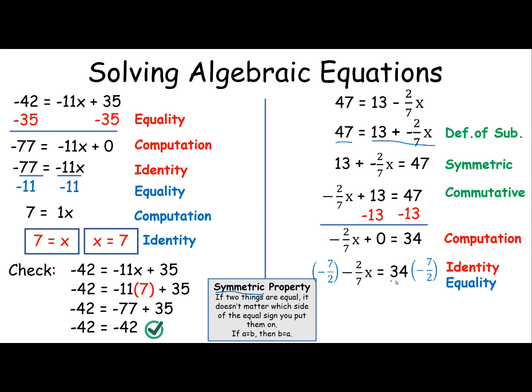34 times negative 7 is going to be, let's see, 34 times 7 is 210, so 238 over 2. What is 238 divided by 2? You might have to work that out by hand, but it comes out as negative 119.